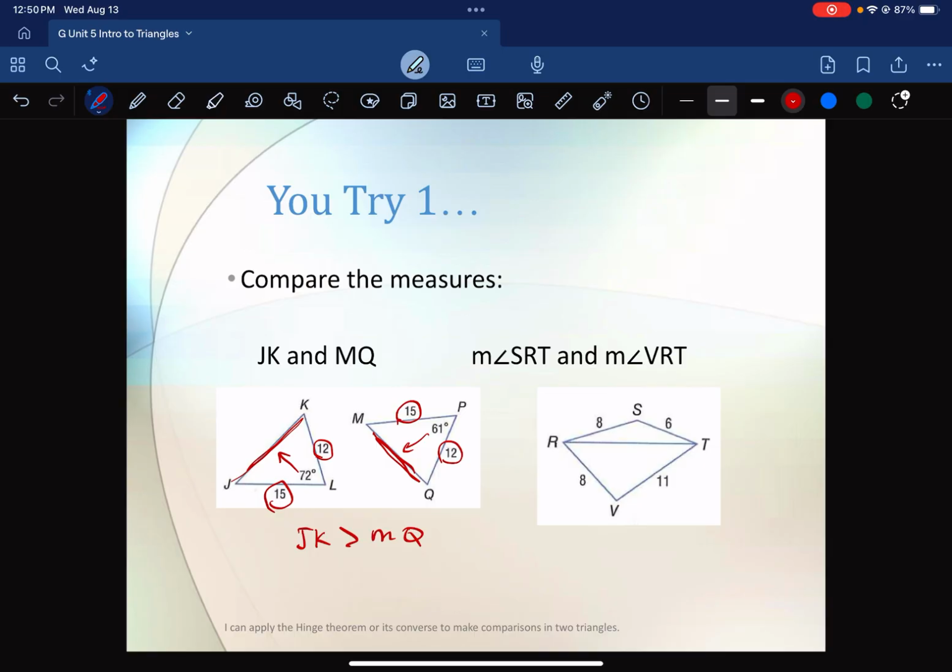How about this one here? We've got a pair of sides that are 8. Then we have this shared pair of sides in the middle. This is the shared pair. So I've got the red and green side in the upper triangle and the red and the green in the lower triangle. And they're asking me to compare these two angles, this angle here with this angle here. Well, which one's across from the larger side? Well, this one on the bottom, which is angle VRT. So the measure of angle VRT is greater than the measure of angle SRT. Okay?